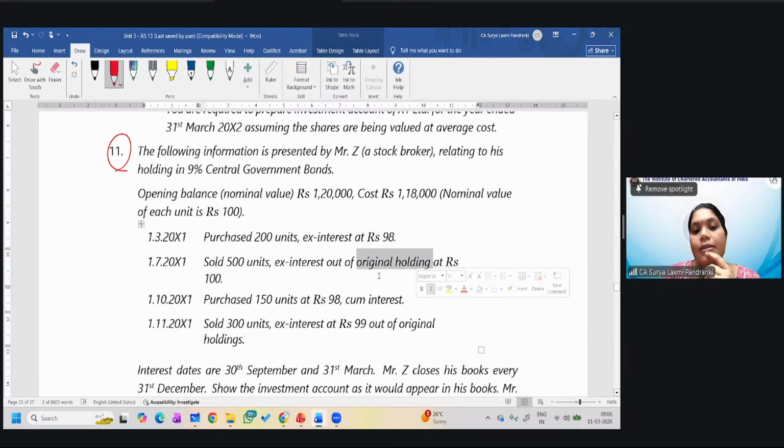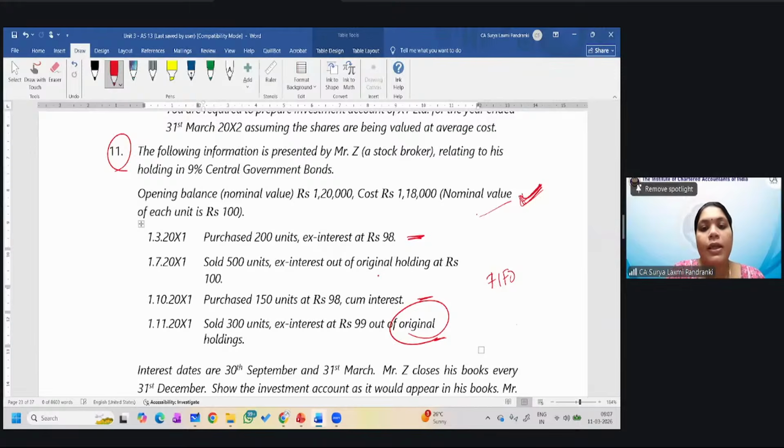500 units ex-interest out of the original holding. Which means this sale was from which lot? It was from the original holding, not the purchase that we made later. Next was again a purchase of 150 units. Next was a sale again from the original lot, not the purchase of 200 or 150 units. They clearly mentioned which lot, so that particular cost only has to be taken. I told you also, sometimes they will tell you FIFO, which means what was purchased first will be sold first. If they say average, then you mix all of them and calculate the average. But here they said original holding, which means you have to pick the cost from here. Is that clear, everyone?